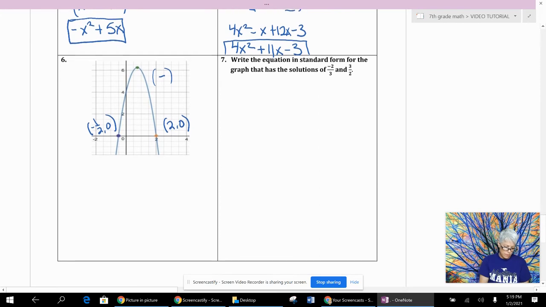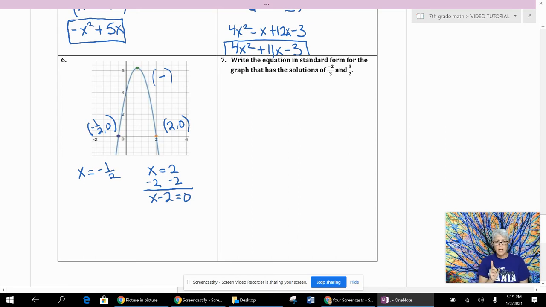So let's do it. X equals negative 1/2. X equals 2. Let's move that 2 over. X minus 2 equals 0. There's one binomial. Okay, the second binomial, I need to clear the fraction. So I multiply both sides by the denominator, 2. All right, clears that. So now I have 2x equals negative 2.